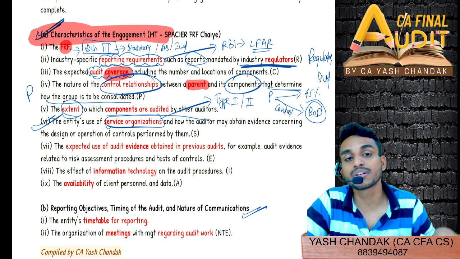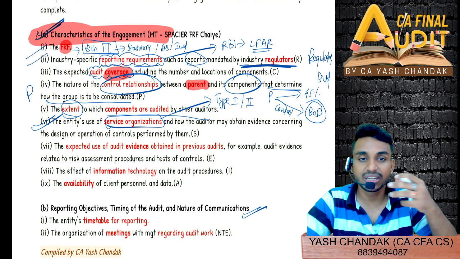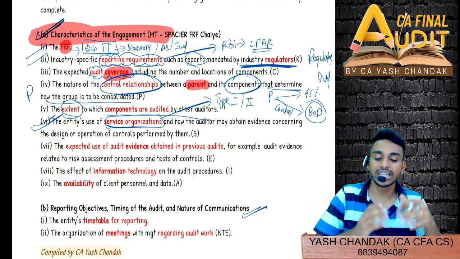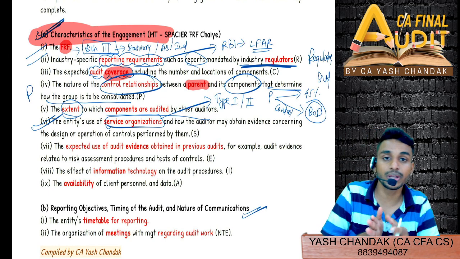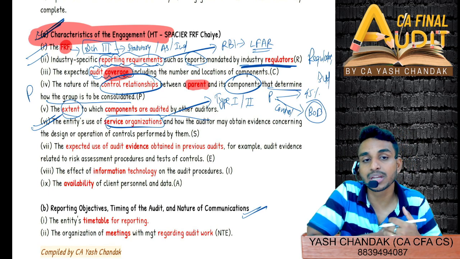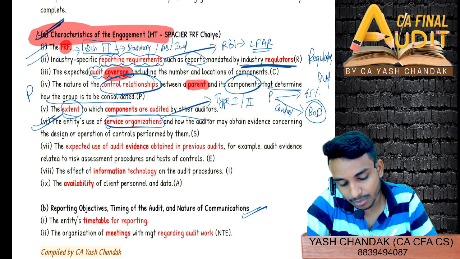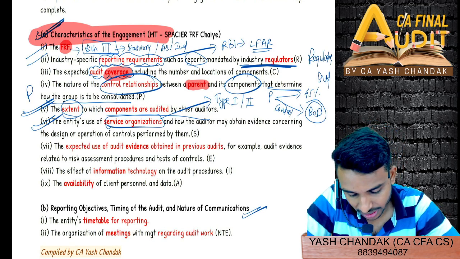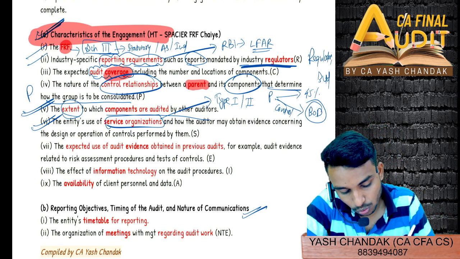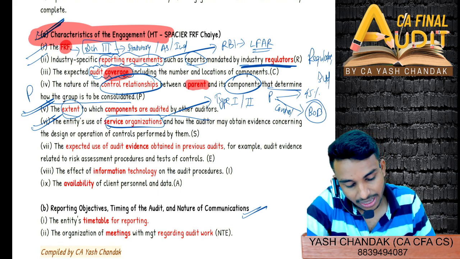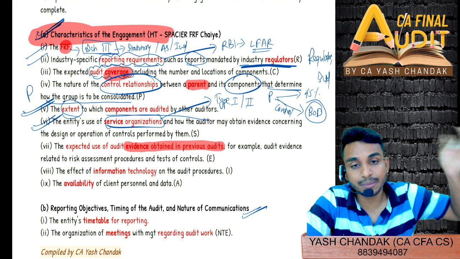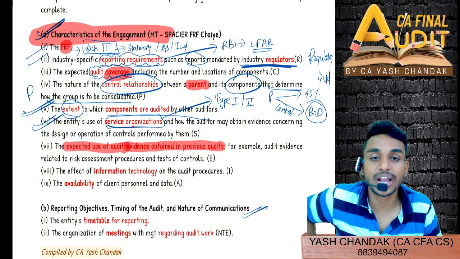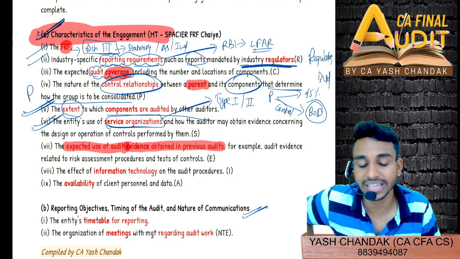So the overall characteristics of the engagement will depend on all these factors: FRF, industry specific regulatory requirement, then your components or audit coverage, and then coverage wise you can see what relationship you have with your components. That will help you determine how much level of consolidation has to be done. Similarly, the extent to which the components are audited, how in depth we are going to cover the components of the audit entity. And the entity's use of SO, meaning service organizations. Then how much evidence you have obtained in previous audits, the expected use of that audit evidence. So that will also determine the characteristics of the engagement.